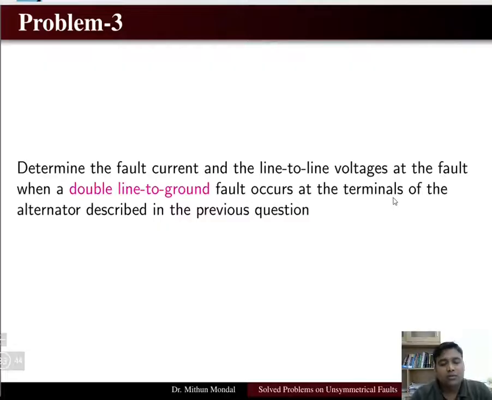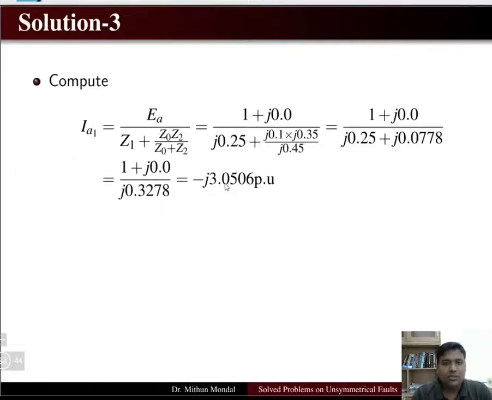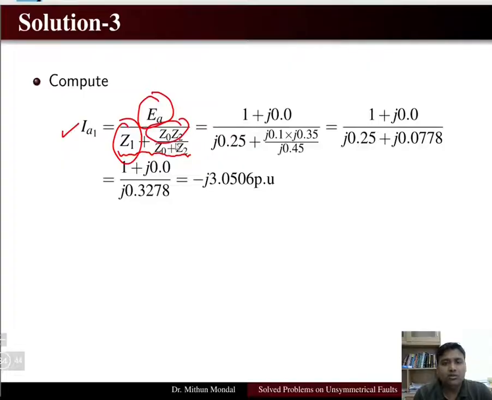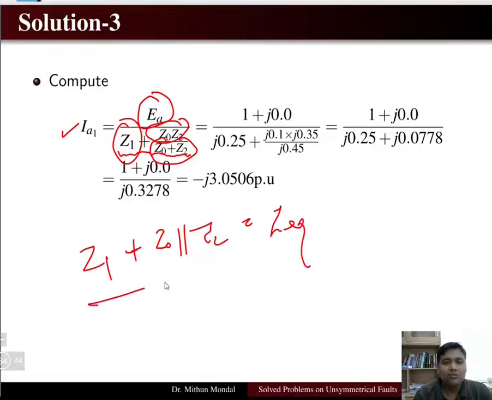So for problem three, we are going to solve the same problem for a double line to ground fault. We have seen the circuit for the double line to ground fault. We have seen that the positive sequence, negative sequence and zero sequence components are connected in parallel. So we can obtain the value of the current IA1: the pre-fault voltage EA divided by the total impedance seen by the source, which is equal to Z1 plus Z0 Z2 divided by Z0 plus Z2. So Z0 is in parallel with Z2, and this is in series with Z1. That will give you the total equivalent impedance of the circuit.